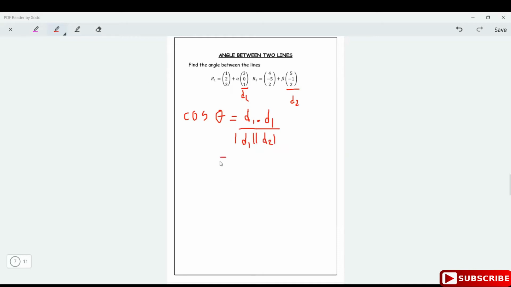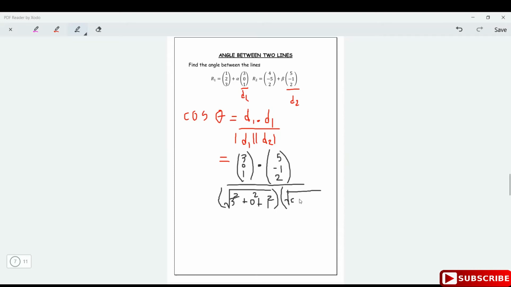So now D1 dot D2 is going to be equal to, let's find their dot product. This is going to be (3, 0, 1) dot (5, -1, 2), over the length of D1. The length of D1 is going to be the square root of 3 square plus 0 square, which is just 0, plus 1 square. And then we're multiplying it by the length of D2, which is going to be the square root of 5 square plus -1 square, or you can just put 1 square, plus 2 square. And that's how we find the angle.